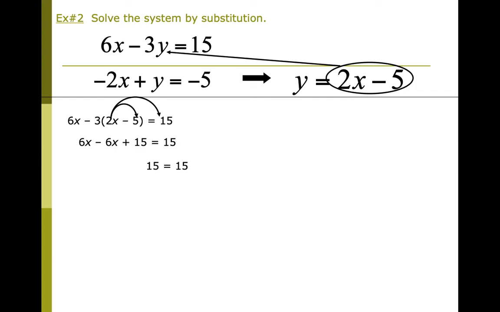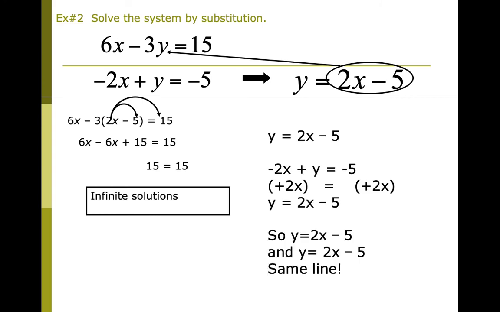Uh-oh. So we're out of letters. We don't have any more letters. So this means there's an infinite number of solutions. Because if we were to solve both of these out, we got y equals 2x minus 5 for this one. So let's look at this other one again.